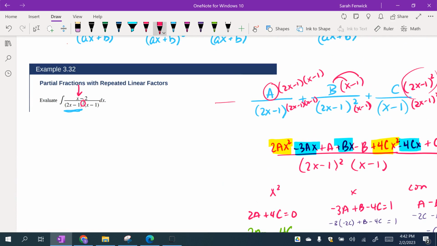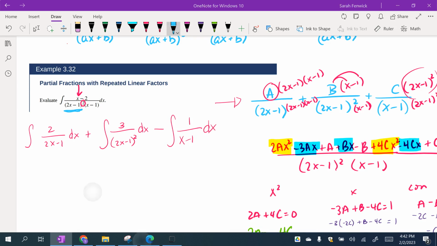So 2, 3, and negative 1. If I use this template to rewrite my problem, I have the integral of a, which is 2, over 2x minus 1 dx, plus b, which is 3, over 2x minus 1 squared dx, plus c, which is negative 1, so I'm going to change that to minus, over x minus 1 dx. All right, coming back through, if u is 2x minus 1, du is 2 dx, which works out absolutely perfect because we've got our 2 right there. So this is the ln of 2x minus 1.